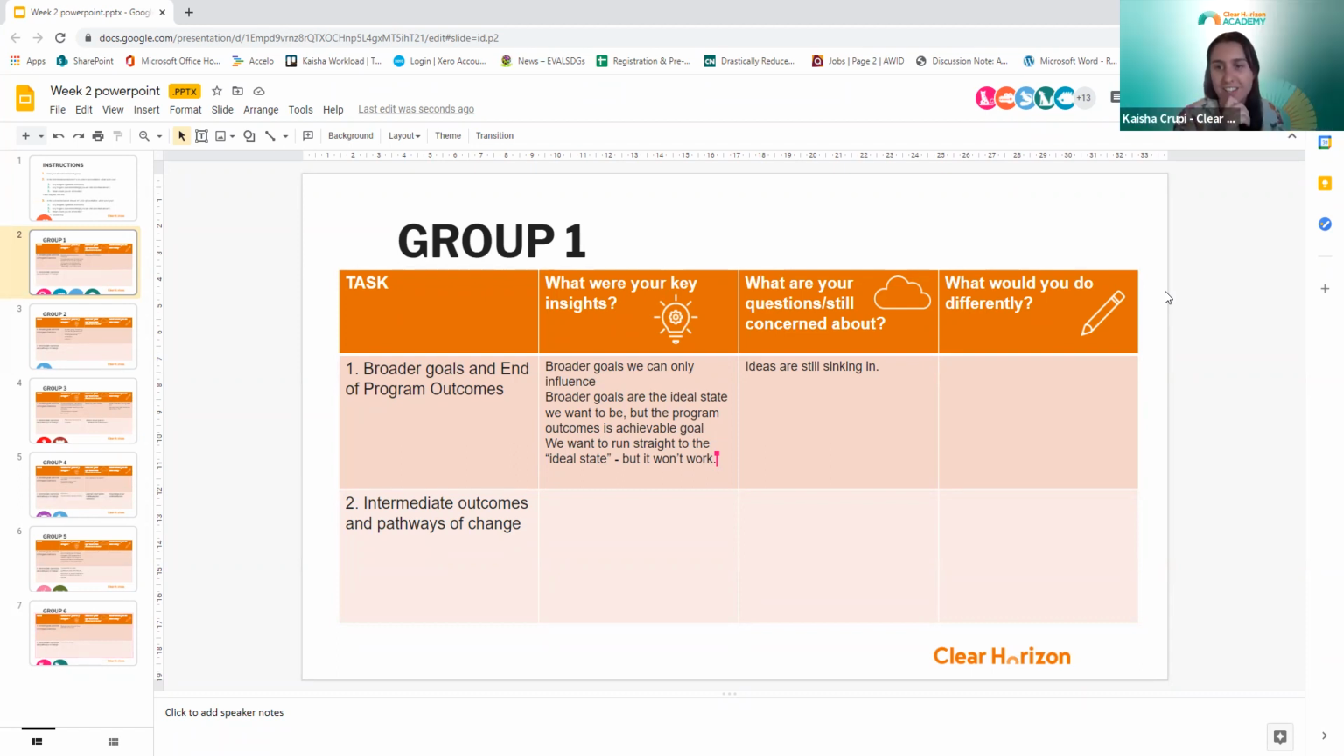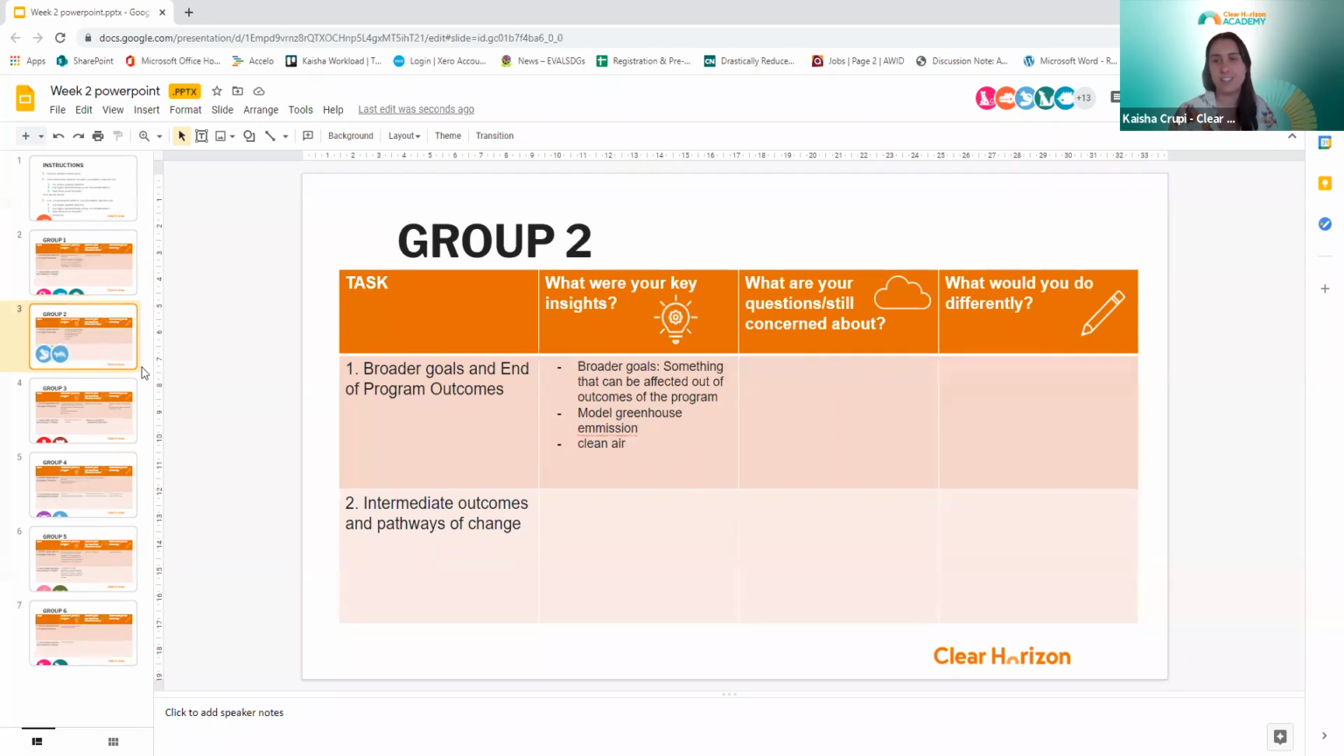Okay, great. Thank you. Thanks for the clarification. So yes, the broader goals are the ideal state we want to reach, but the program outcomes are the achievable goal. We want to run straight into the ideal state, but it won't work. Yes, always want to rush to the finish line. That's right. And good to hear that the ideas are still sinking in. People can spend years learning about theories of change and absorbing all the information, not just 3 weeks of learning.